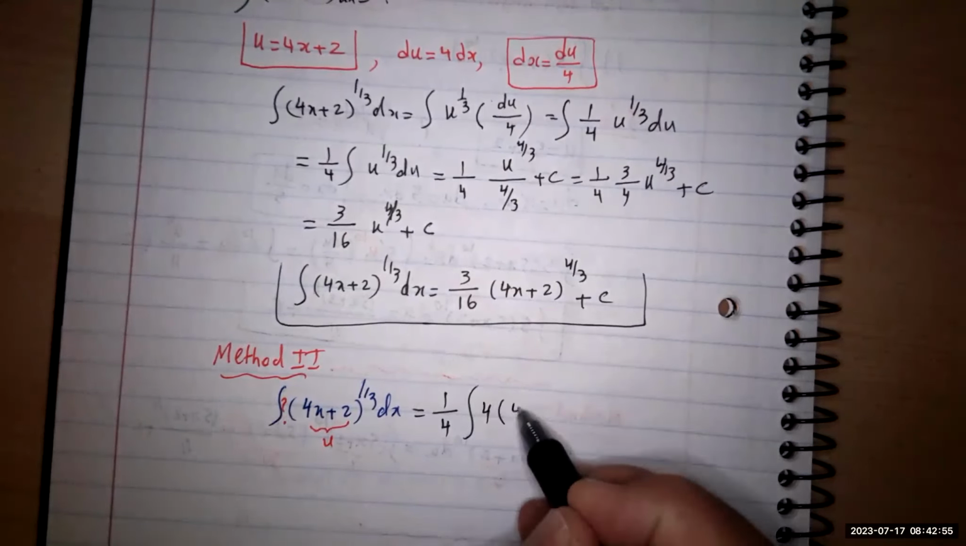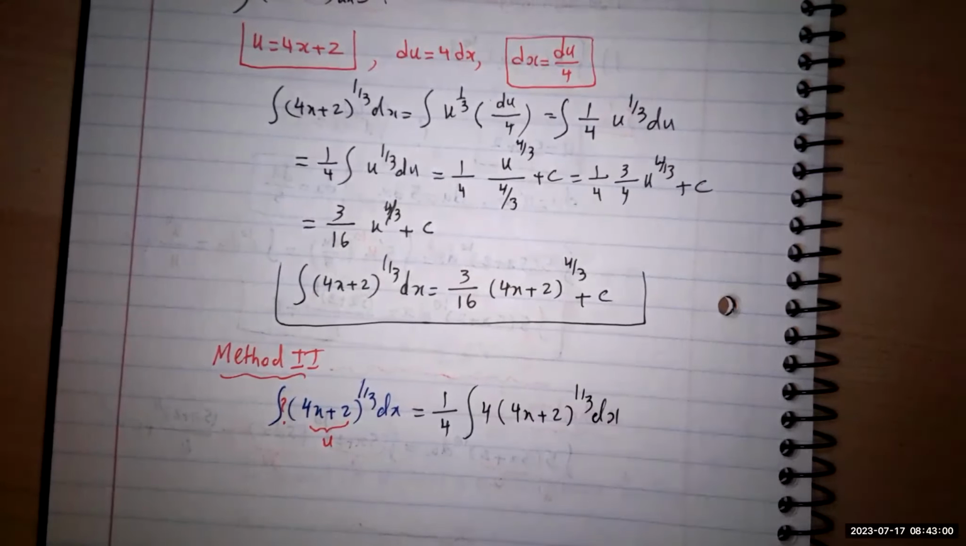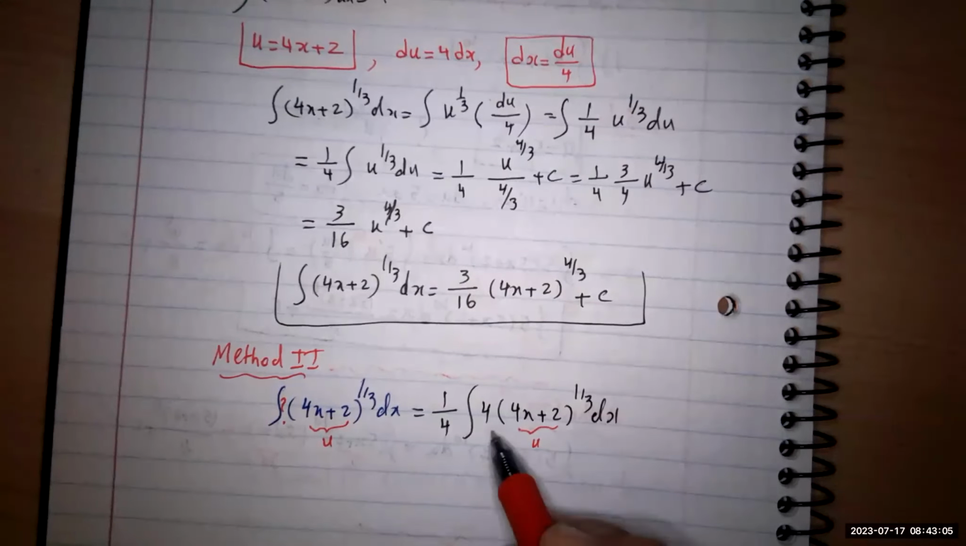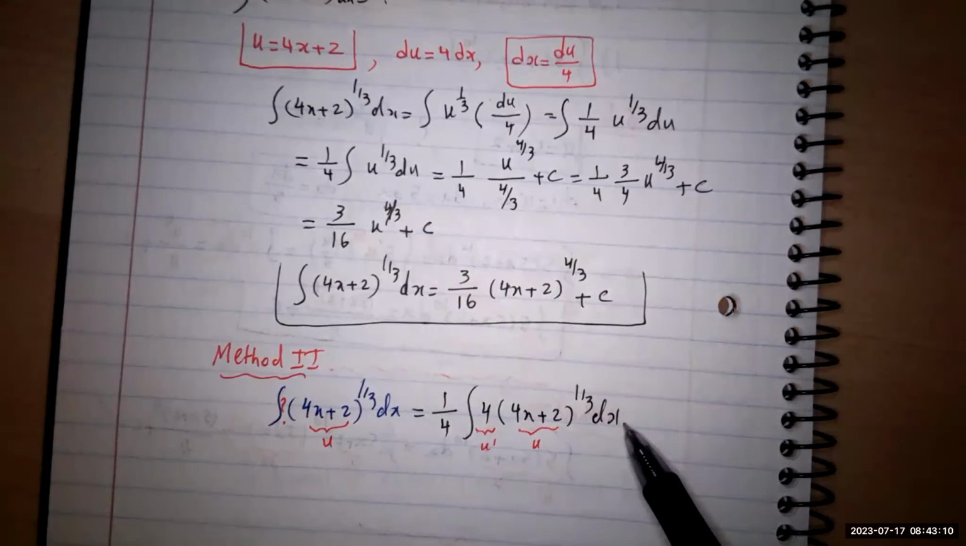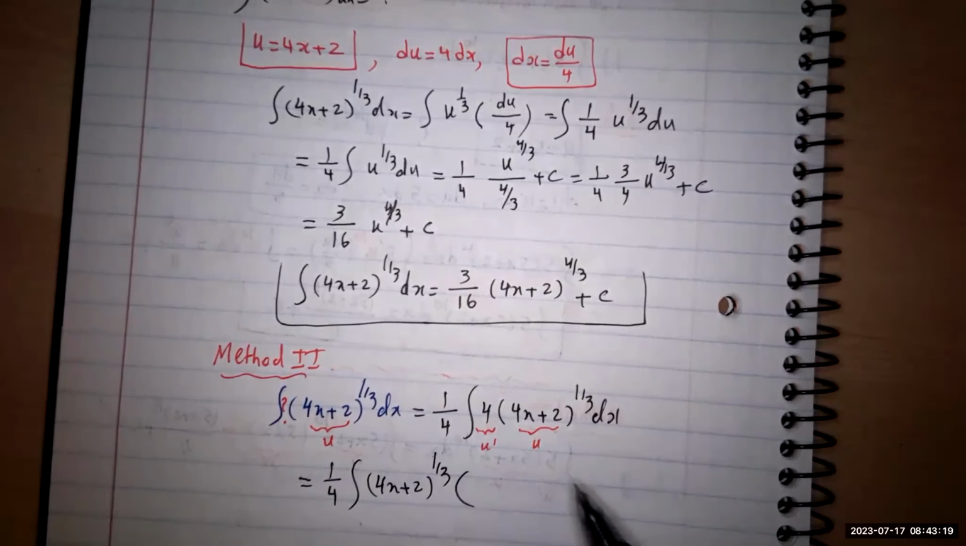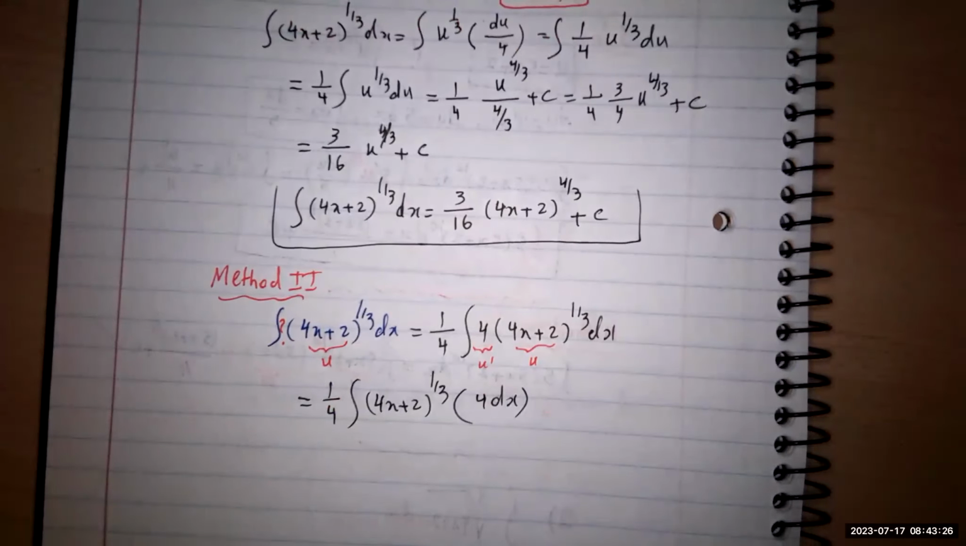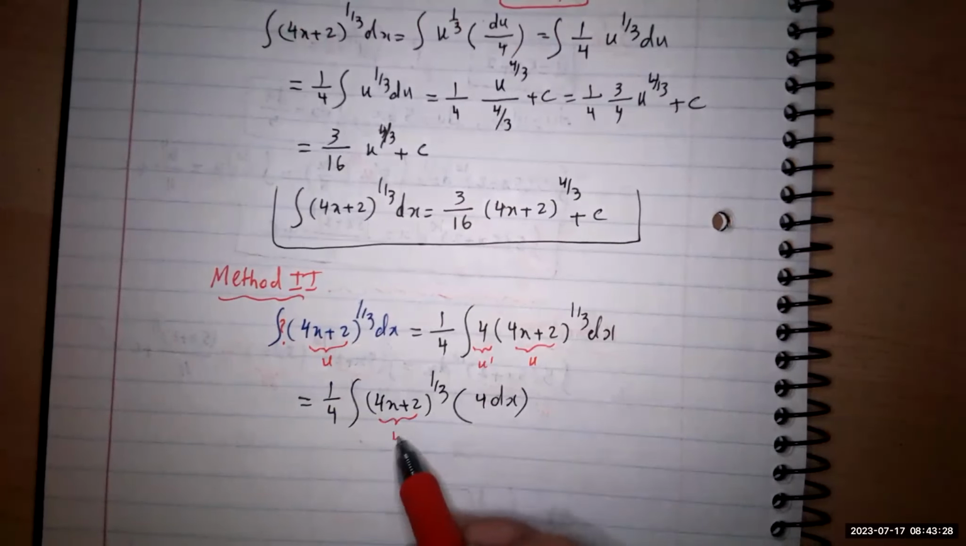So that gives you (4x + 2) to the 1/3 dx. Now we can match them together. This is u, and this is your u prime. So pair the u prime and the dx. It's going to be a quarter integral of (4x + 2) to the 1/3. You pair the 4 and the dx. Now you have it: this is u, and this is du.